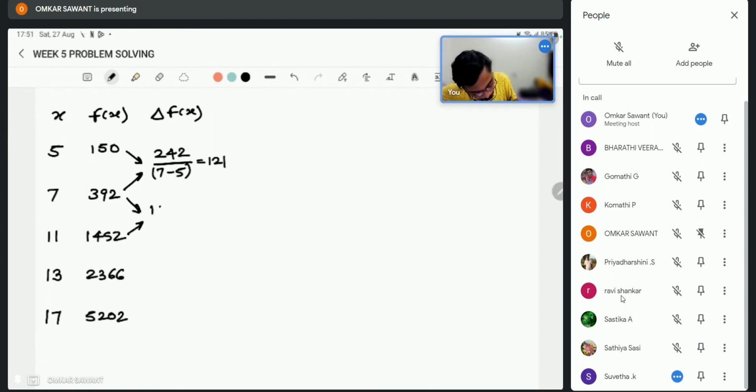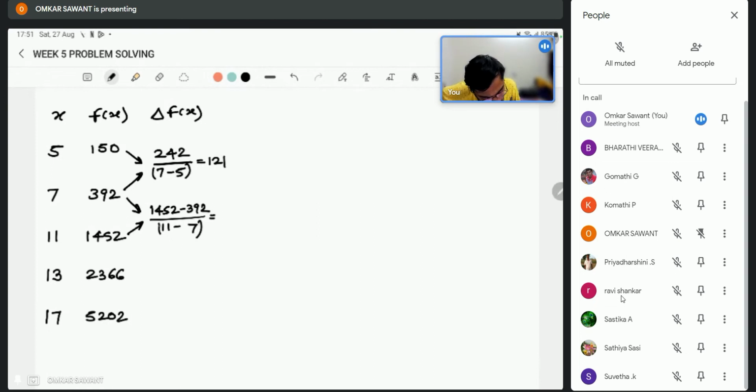It will be 1060. 10. 60. Is it correct? Are you following the steps? You have just found out the difference.